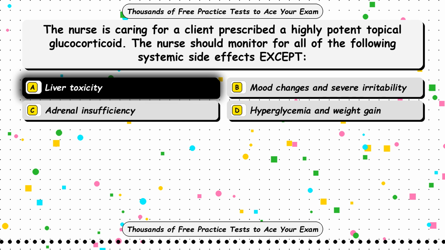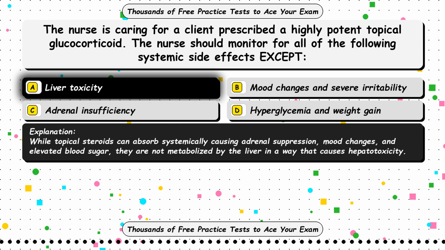The correct answer is option A. Liver toxicity. While topical steroids can absorb systemically, causing adrenal suppression, mood changes, and elevated blood sugar, they are not metabolized by the liver in a way that causes hepatotoxicity.